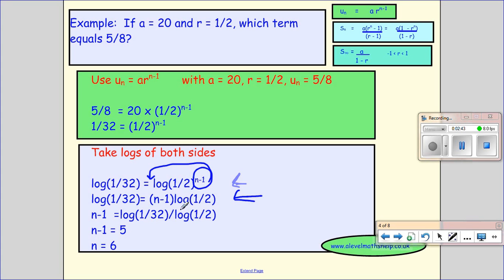You divide by the log of a half because you want n on its own. Then you put this in your calculator, and you just get 5 out. And so then you have, quite simply, n minus 1 equals 5, and 5 plus 1 gives you 6. Okay, so it's the 6th term when the term equals 5/8.